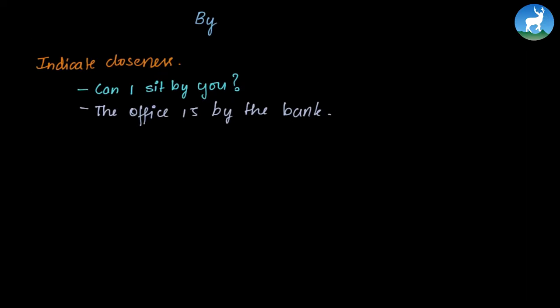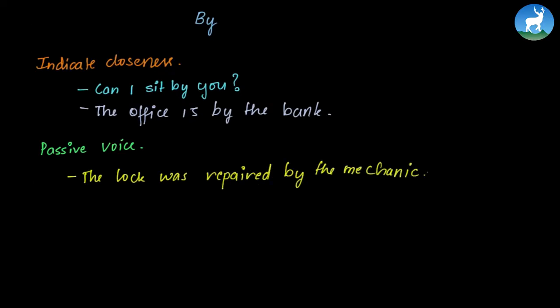We can also use by when we use the passive voice in any sentence. For example, the lock was repaired by the mechanic. So the active voice for this sentence is The mechanic repaired the lock. But because we're using the passive voice, the lock was repaired, we use by the mechanic.